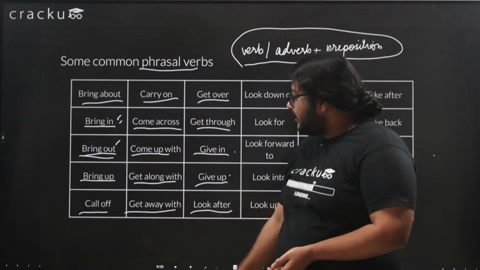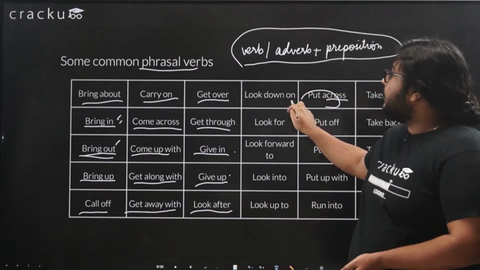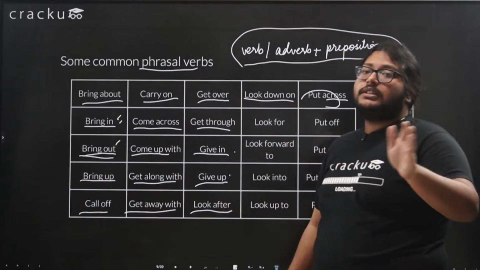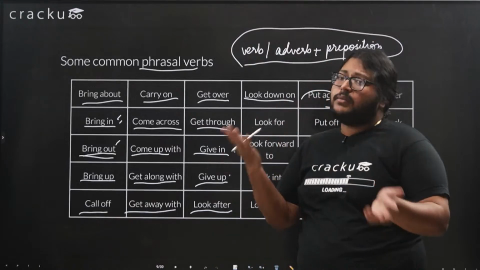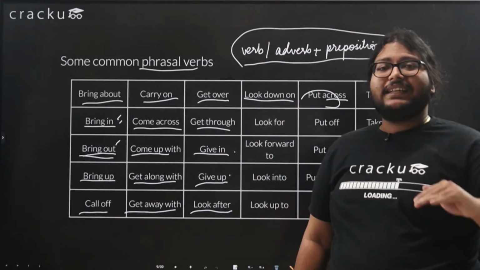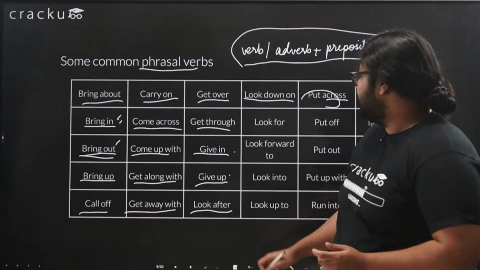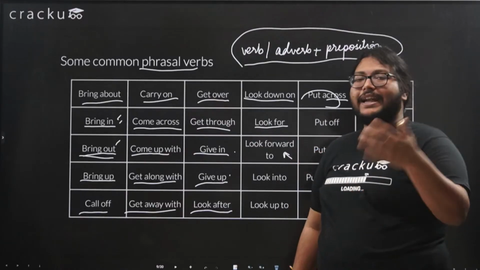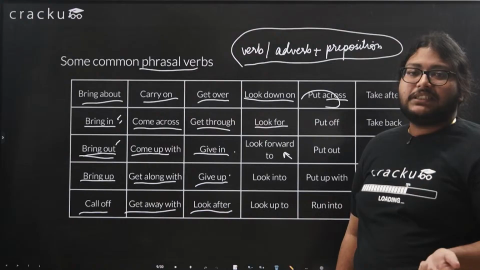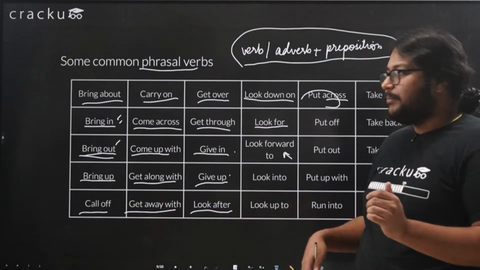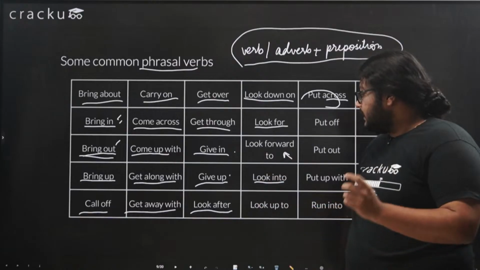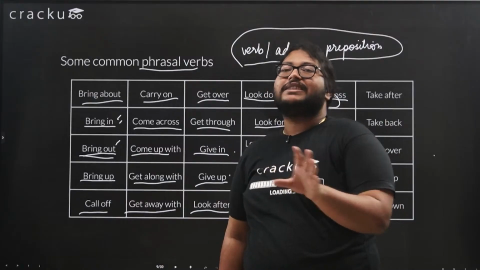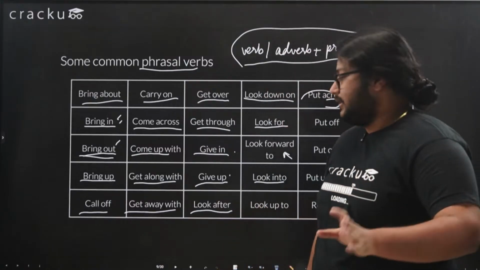Look after means to take care of someone or something. Look down on means, like, Shashi looks down on the poor, looks down on or looks down upon the poor. It means he disregards them, he doesn't respect them as much. Look for means to search. Look forward to means to anticipate something. Like I look forward to meeting you, in a good way, not in a bad way. Look into is used something like, the police decided to look into the matter. Means they decided to investigate what's wrong and all that.